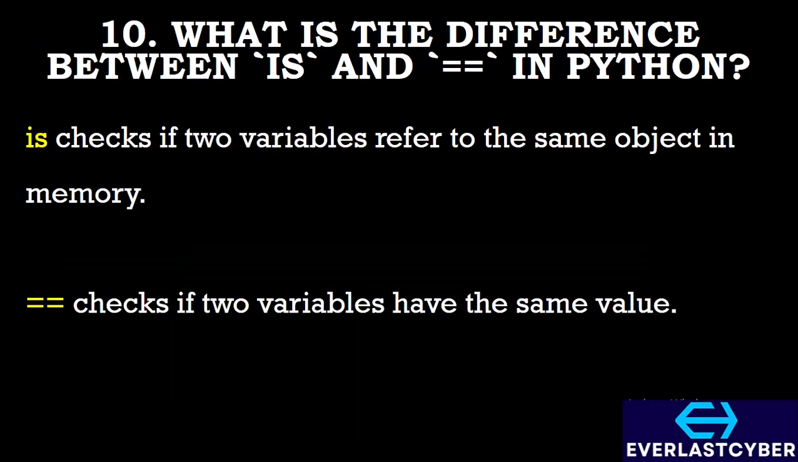Question 10. What is the difference between is and equals in Python? Is checks if two variables refer to the same object in memory, while equals checks if two variables have the same value. That is to say, is checks for identity, whether two variables point to the same object in memory, while equals checks for value equality.